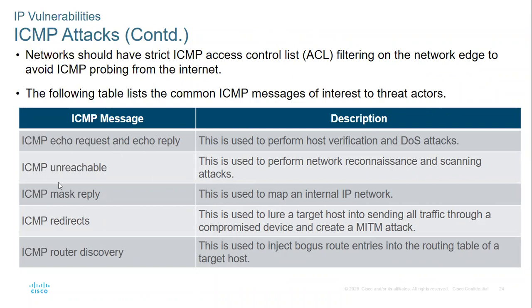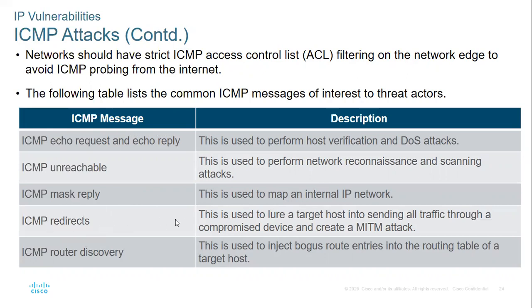So this is a list of some of the common ICMP messages that are of interest to the threat actors. Okay, so we have ICMP echo request and echo replies. So these are used to perform host verification and DoS attacks. ICMP unreachable messages. This is used to perform network reconnaissance and scanning attacks. Okay, ICMP mask reply, the threat actors are able to use this type of message to come up with a map of how the devices are connected in your organization.